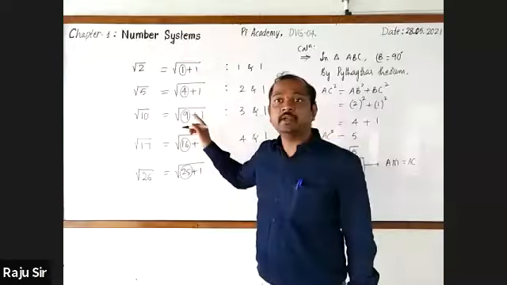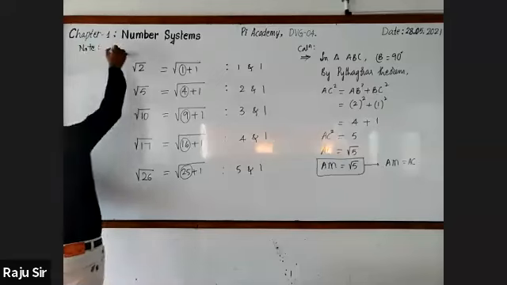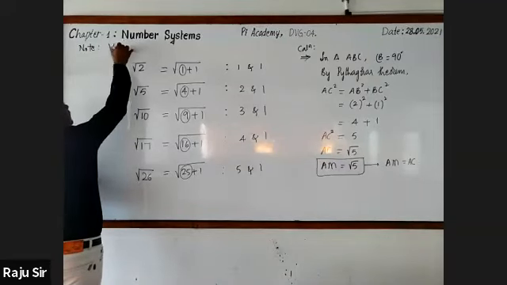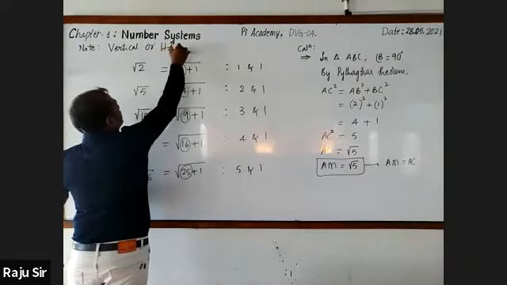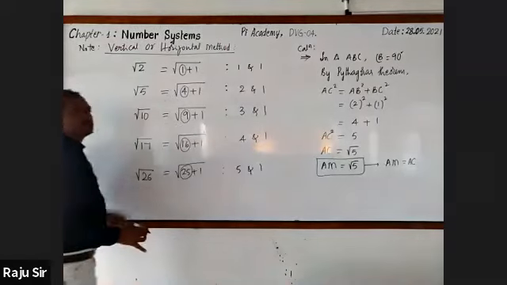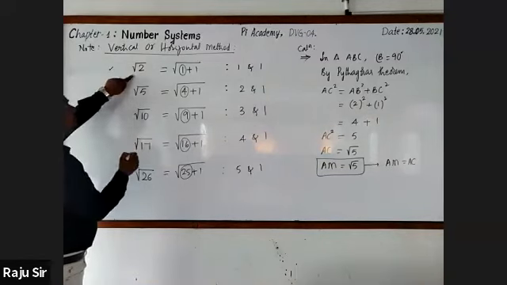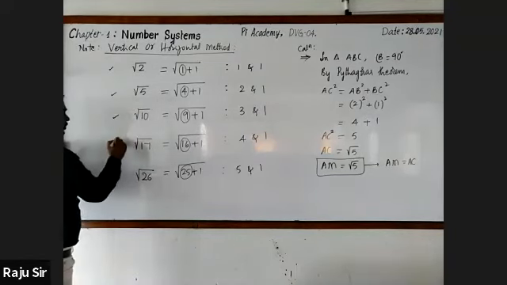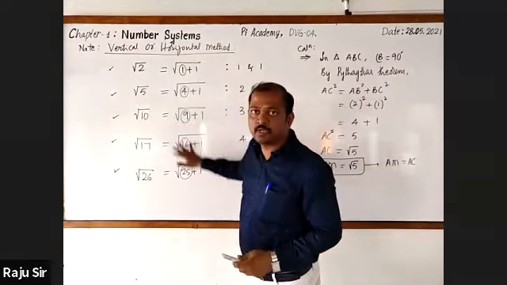In your notes, you just go for writing this one. Vertical or horizontal method. These methods are to be used for these numbers. Copy the same: root 2, root 5, root 10, root 17, root 26. It is for your reference only.